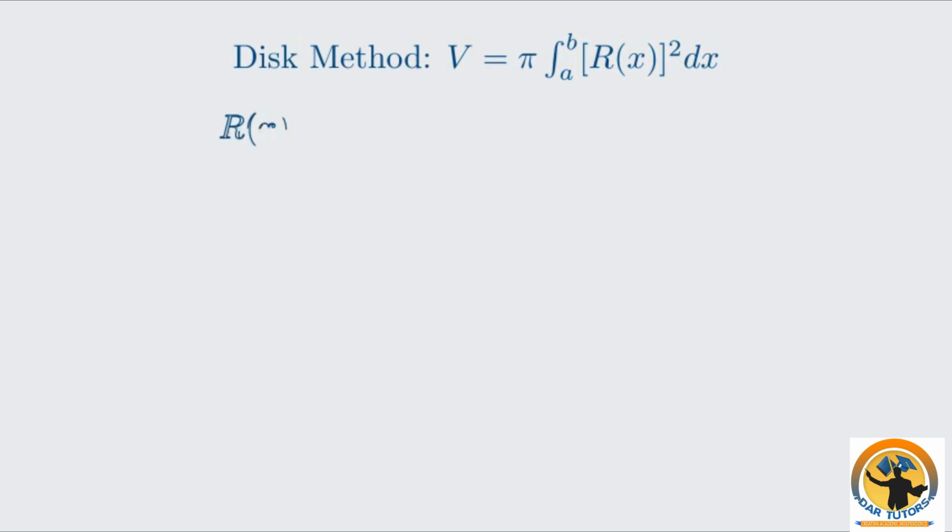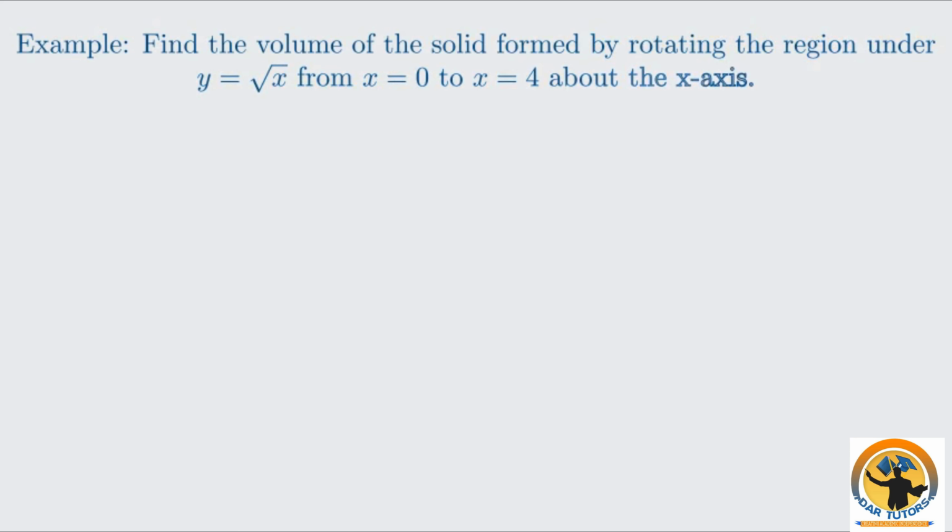Let's start with the disk method. The formula for the disk method is V equals pi times the integral from a to b of the radius squared dx. The radius, r of x, is the distance from the axis of revolution to the curve. Let's find the volume of the solid formed by rotating the region under the curve y equals the square root of x from x equals 0 to x equals 4 around the x-axis.